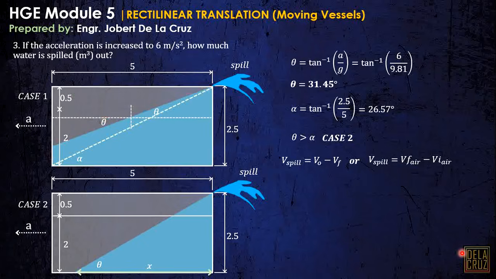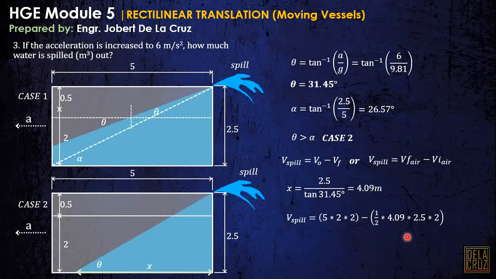Okay? Now, isolve muna natin yung x na to. Kasi we are in case 2, di ba? So, to solve that, take note that we have the angle of theta. So, that will be 2.5 over tangent of theta. Okay? So, we have 4.09.